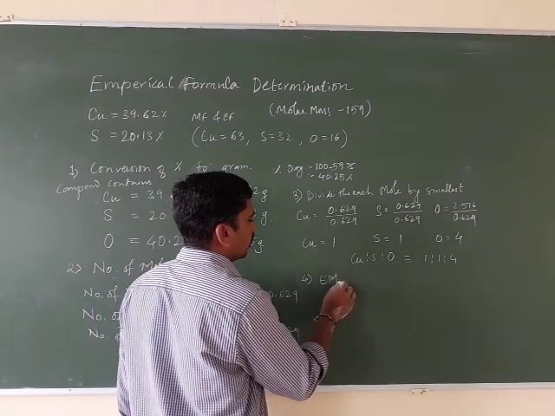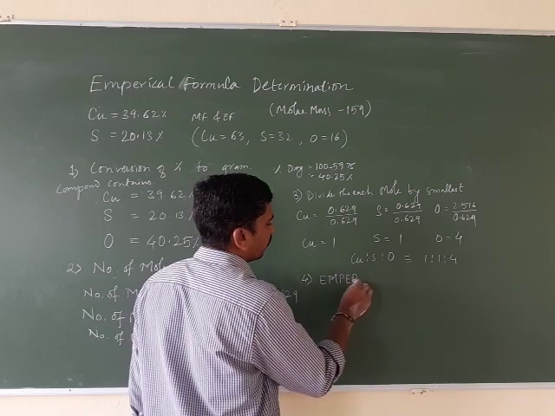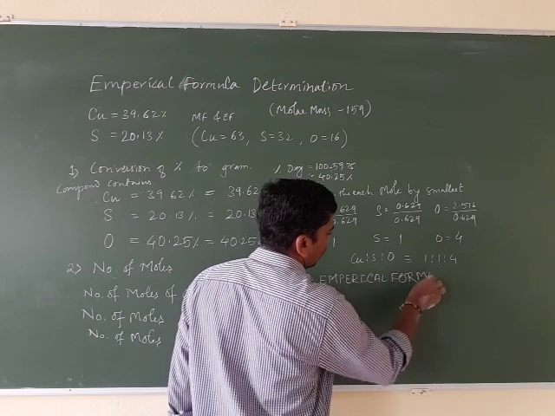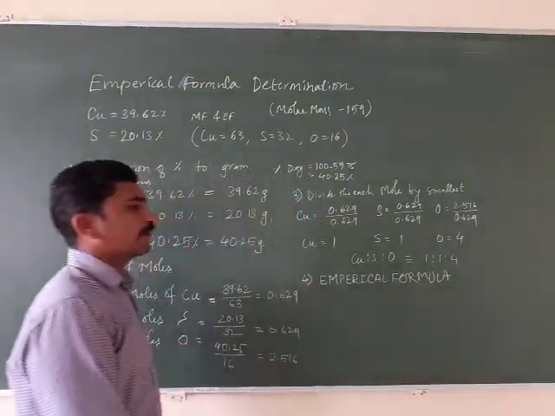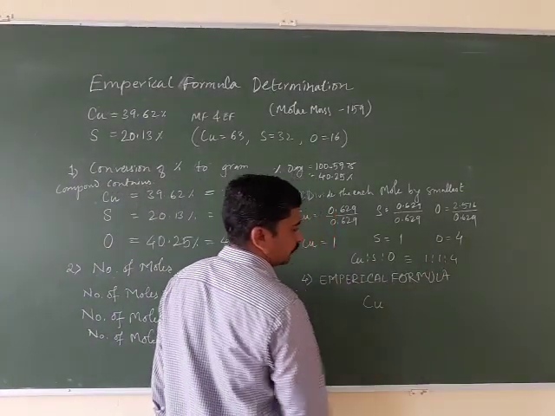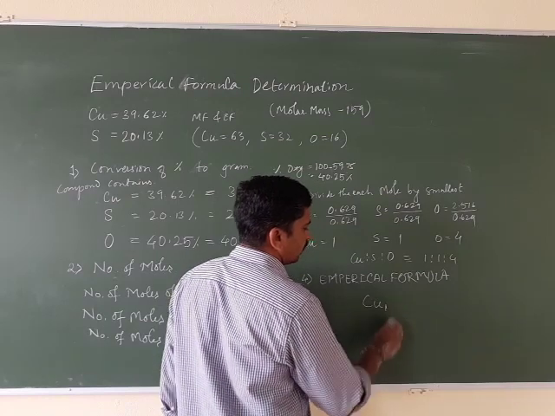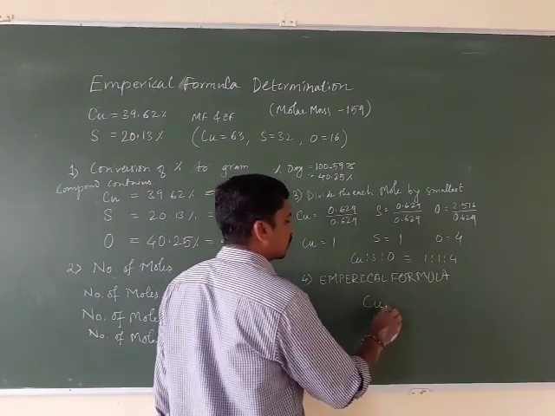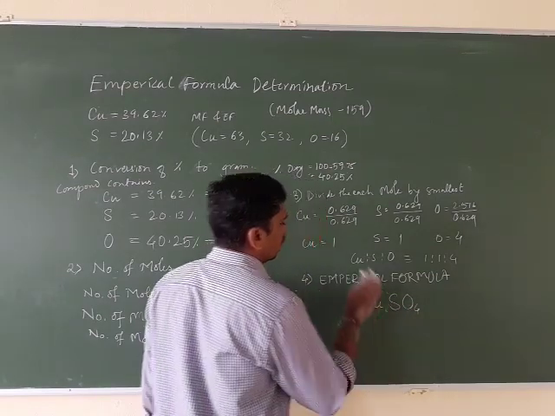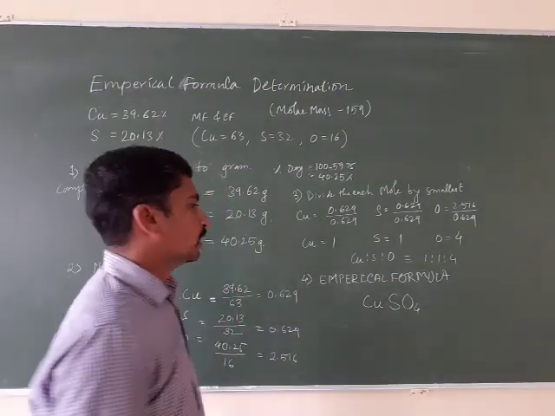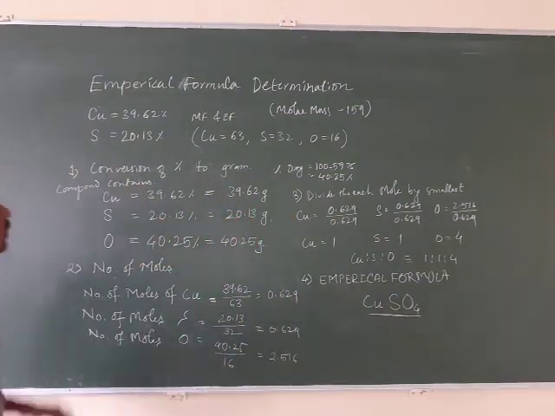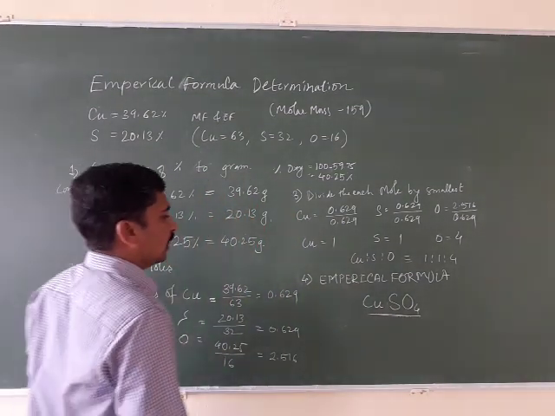Now we can write the empirical formula for the compound, and the empirical formula can be written as Cu1. If there is 1 you can write it or not, no problem. CuSO4. This is the empirical formula for the given data or unknown compound.